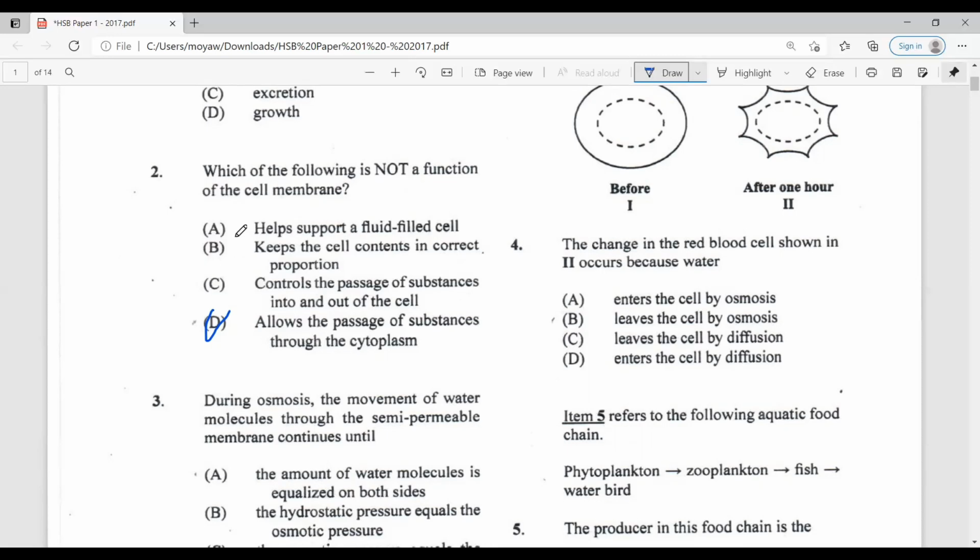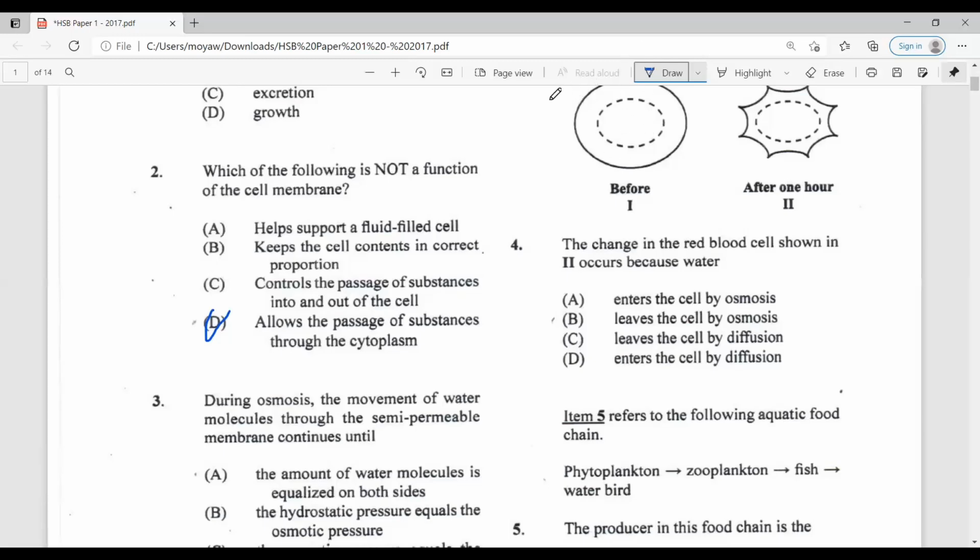So the only one that the cell membrane won't have any control of is the passage of substances in the cytoplasm. Remember, the cytoplasm is the jelly-like part of the cell. The cell membrane is just the outer layer. It has no control of whatever substances pass through the cytoplasm. Chemical reactions can happen in the cytoplasm, and it has nothing to do with what has entered the cell prior to that chemical reaction happening. So the cell membrane doesn't control whatever is passing in the cytoplasm, the fluid, jelly-like area.